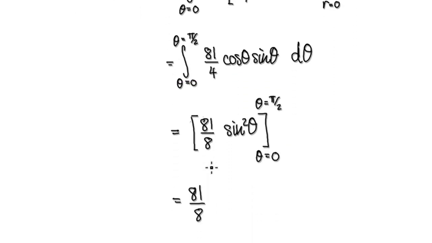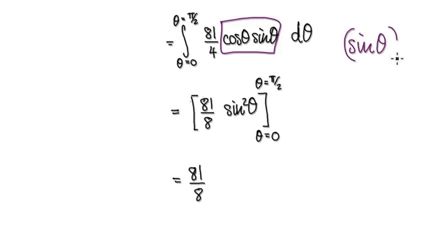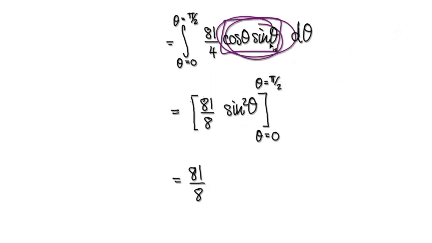And now we've got to integrate it with respect to theta. Notice that this is the exact derivative of this. So when you integrate this thing here, it will be sine theta squared, also known as sine squared theta. Well, this is a calc 2 question, so you should be able to integrate this. If you integrate it, it would then give you this.